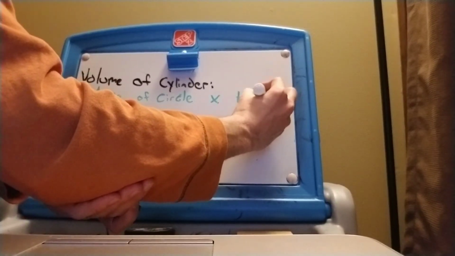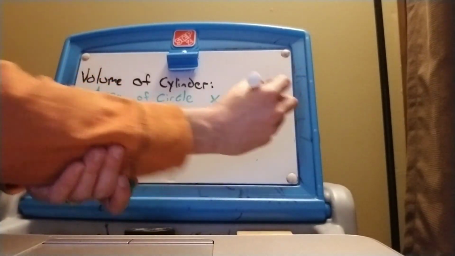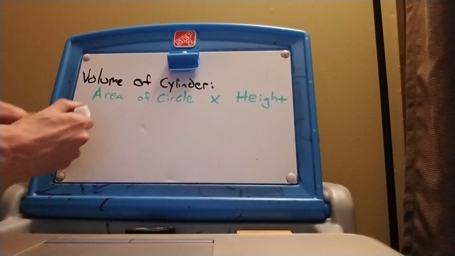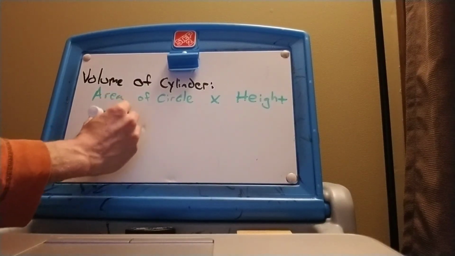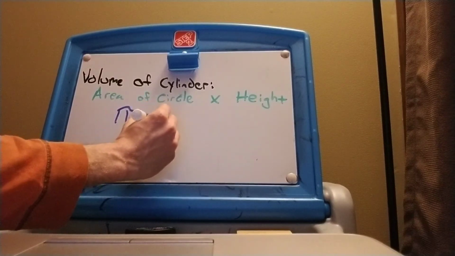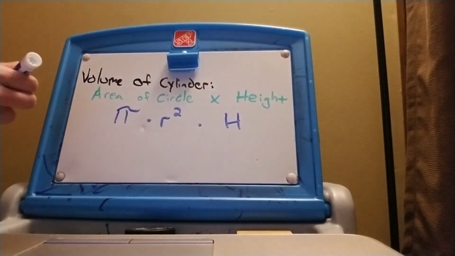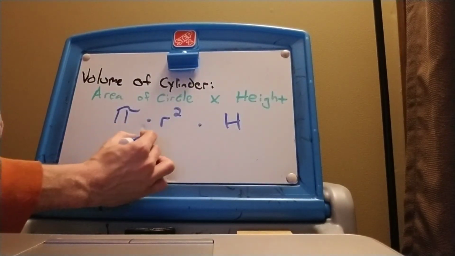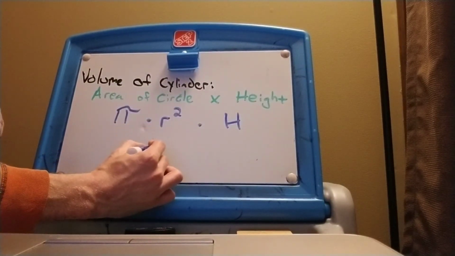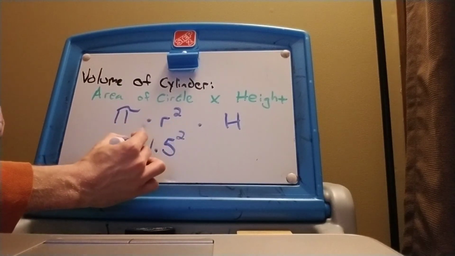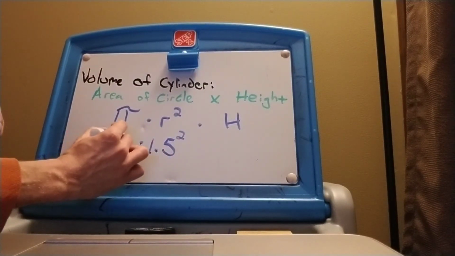When I have a cylinder, my base happens to be a circle. So in this case, it's going to be pi times radius squared times height. So I already told you that a hockey puck has a radius of 1.5. Pi, we're just going to use 3.14. So it's going to be the area of that circle times the height.